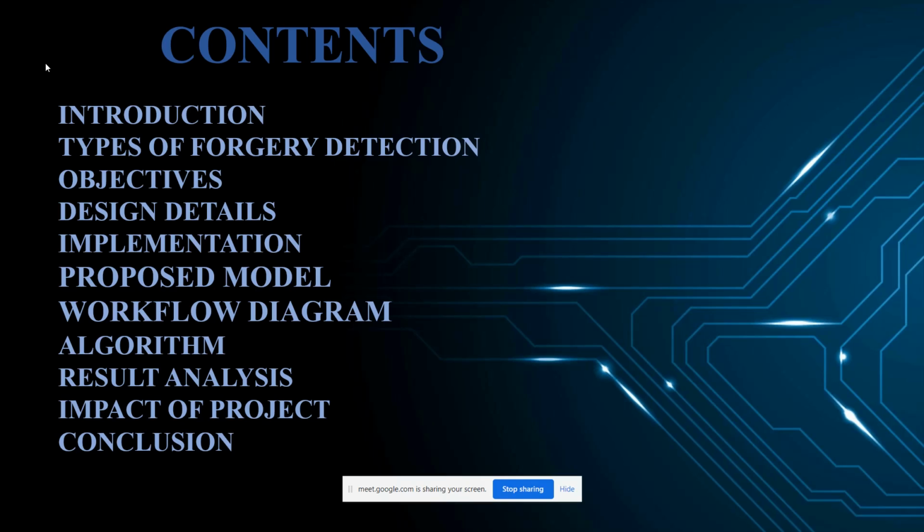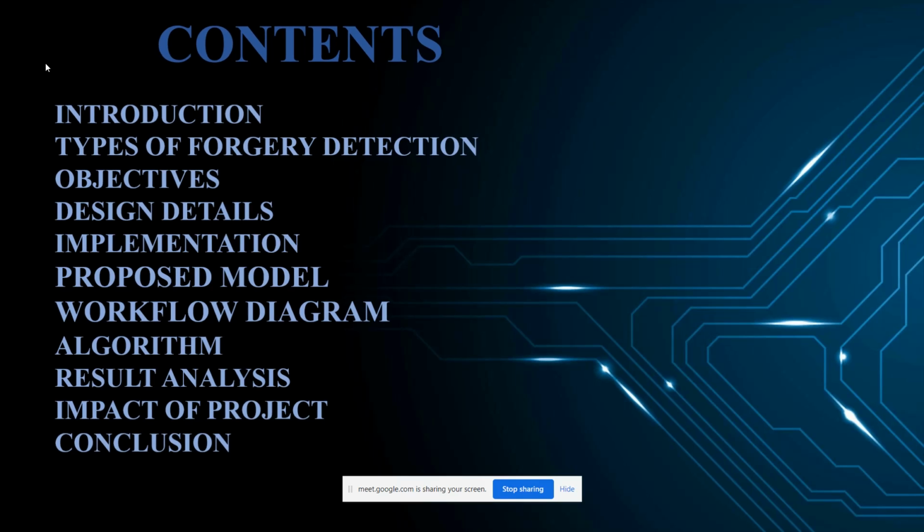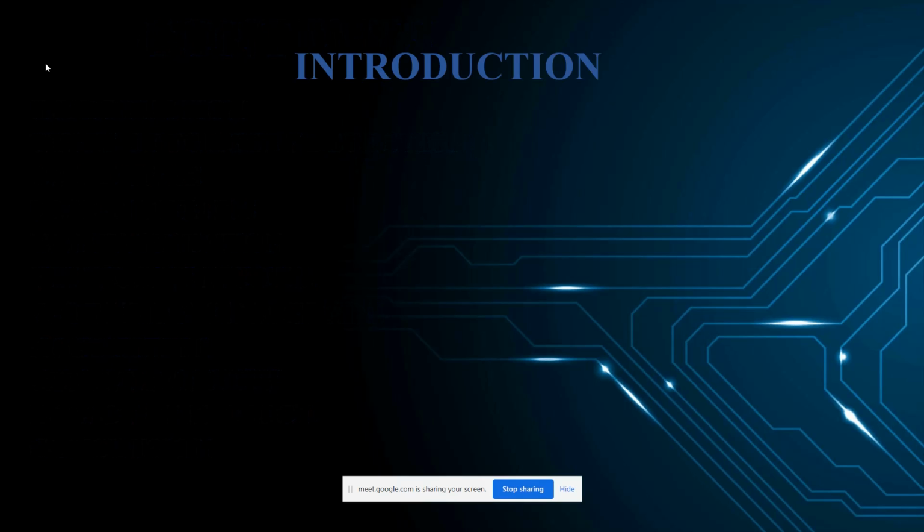This is the index or the list of content which we have followed. That is introduction, types of forgery detection, objectives, design details, implementation, proposed model, workflow diagram, algorithm, result analysis, impact of project and conclusion.